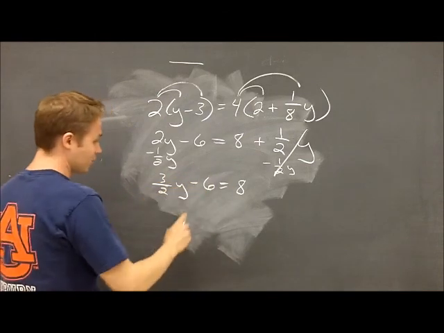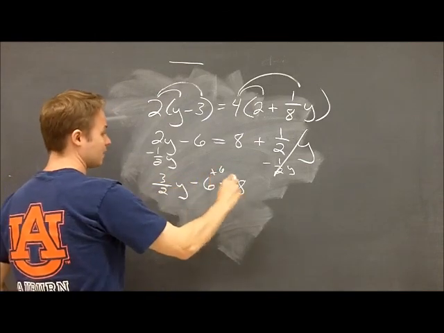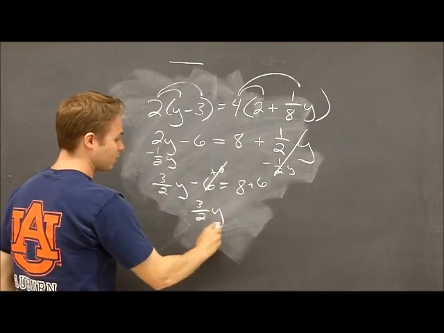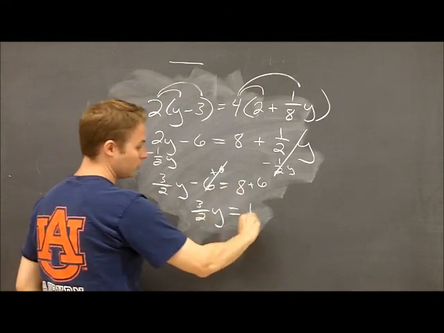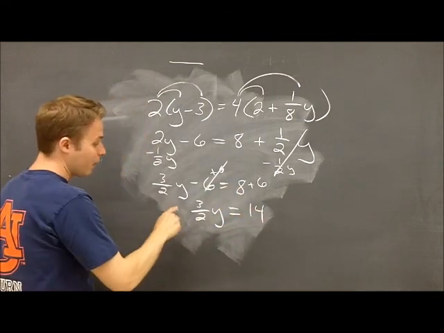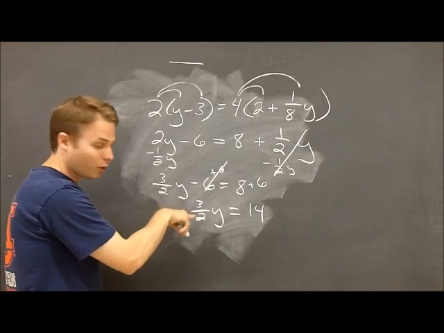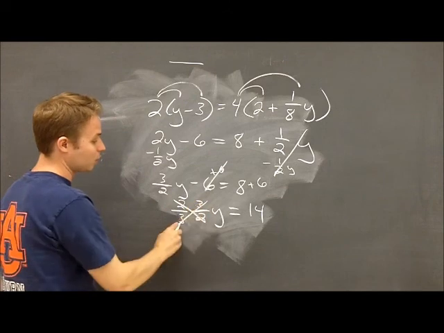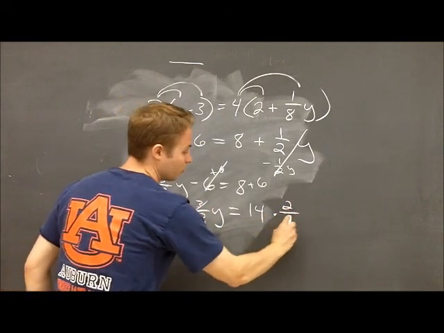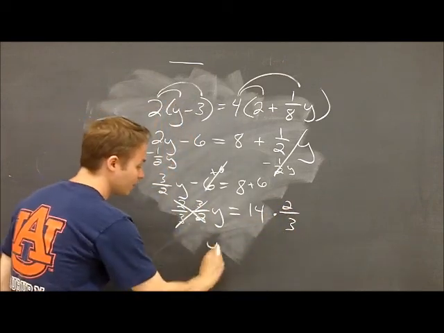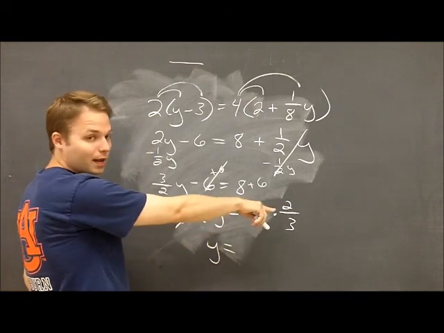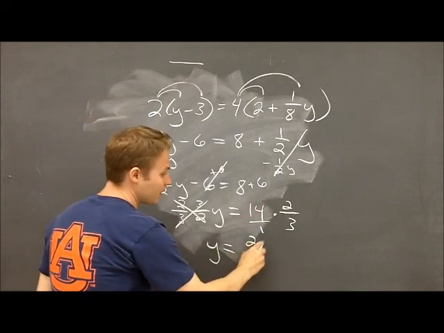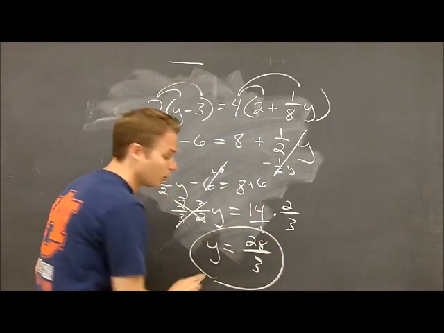Now I can just add the 6 to both sides to get rid of the 6. So we'll add the 6 here, and we'll add the 6 here. And so I end up getting 3/2 y is equal to 14. And now I can multiply both sides by 2/3 to get rid of this 3/2. So 2/3 times 3/2 is 1. But of course, do that to both sides of the equation. So I end up getting y is equal to 14 times 2/3. This is 14 over 1. So I end up getting 28 over 3 for my answer.